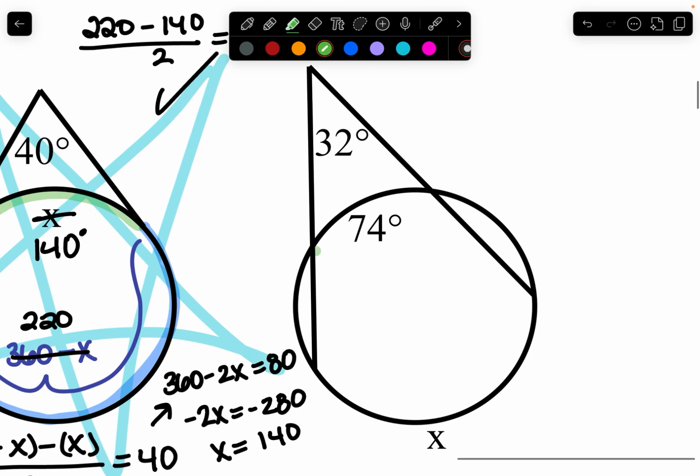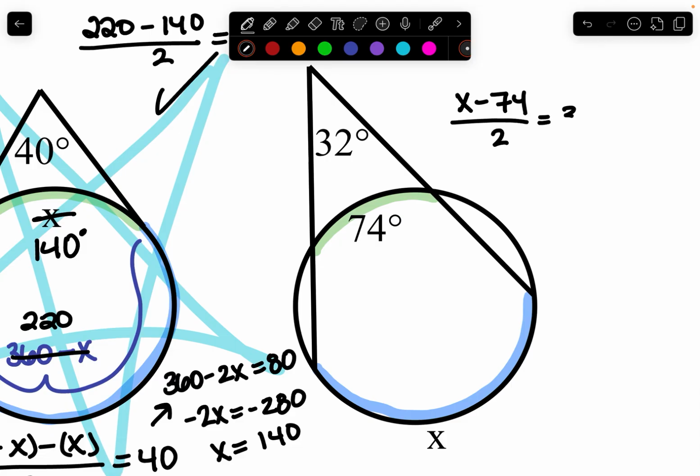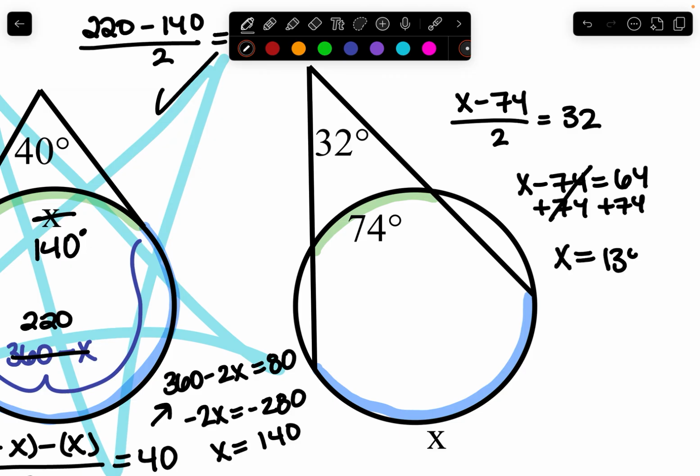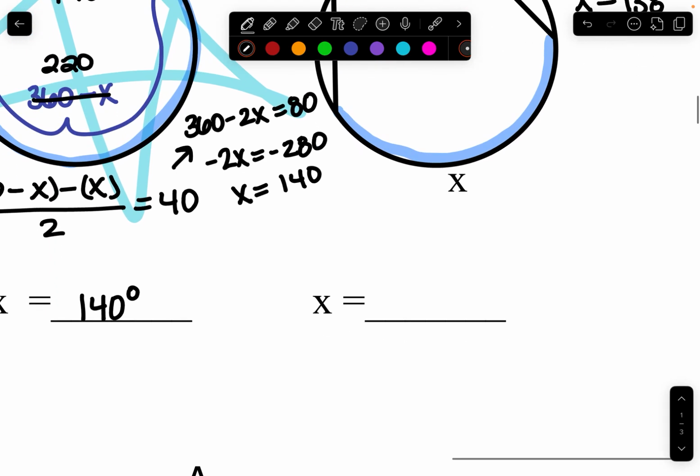And then this last one is one I've already seen. This is 74. This is x. It's still a backwards problem because I actually know what the outside angle is, but you have to do big arc minus small arc divided by 2 equals that outside angle. x minus 74 equals 64. I'm going to go ahead and add 74 to both sides. And you get that x is equal to 64 plus 74, and that is 138 degrees.